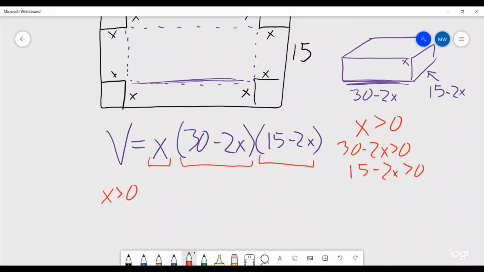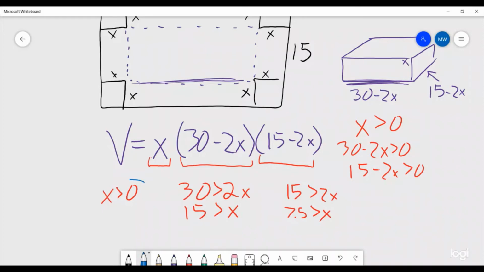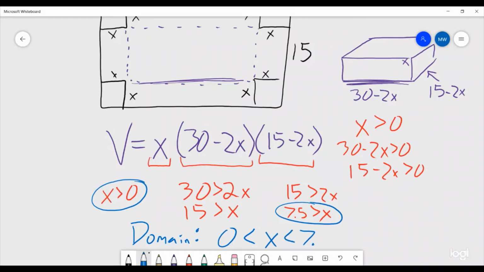The second one, we can add 2x to both sides. So we get 30 is bigger than 2x. So we get 15 is bigger than x. And then the last one is going to be very similar. So 15 is greater than 2x. So that means that 7.5 is bigger than x. And so we need to find all values of x that satisfy all of these. And by looking at it, we can see it's going to be these two combined. So that tells us that our domain is going to have to be 0 is less than x is less than 7.5. And those are the values of the domain of our function.